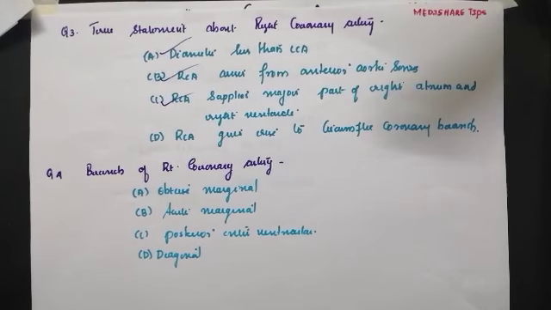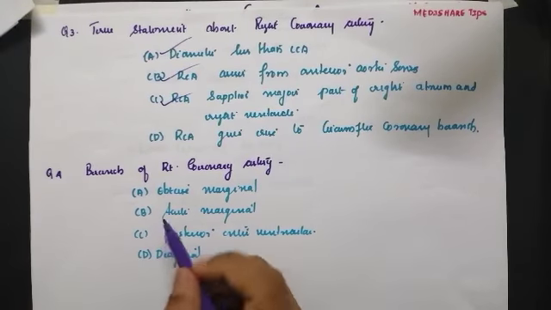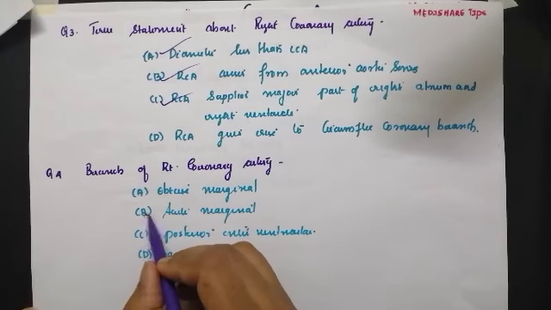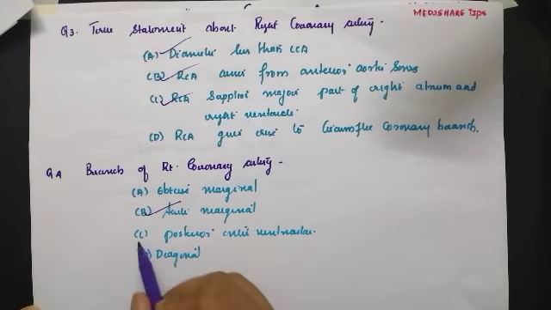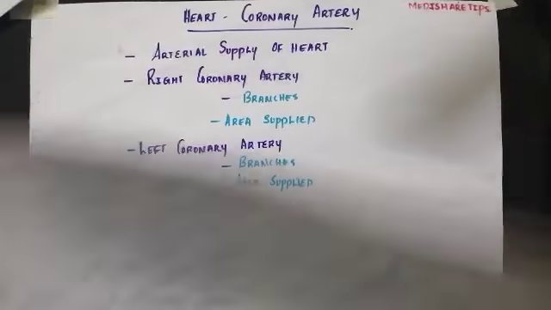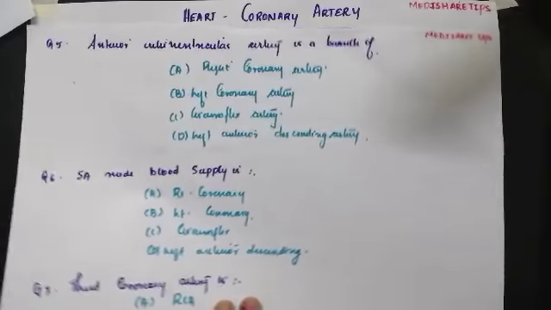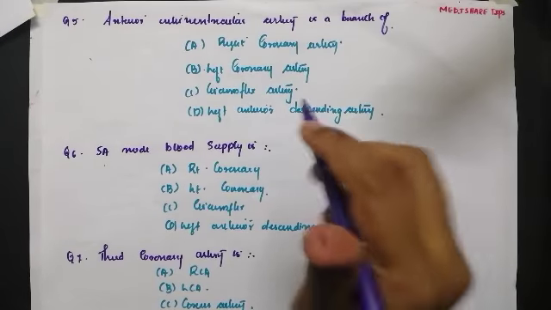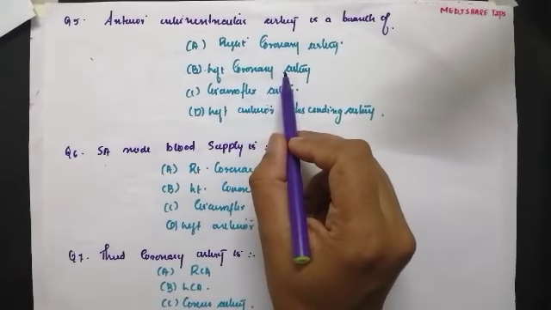Question number 4: branch of the right coronary artery. We know that the obtuse marginal is a branch of the left coronary. So acute marginal, option B, is correct. Posterior interventricular branch, A and D are branches of the left coronary artery. And question number 5: the anterior interventricular artery is a branch of. This is a branch of the left coronary artery.